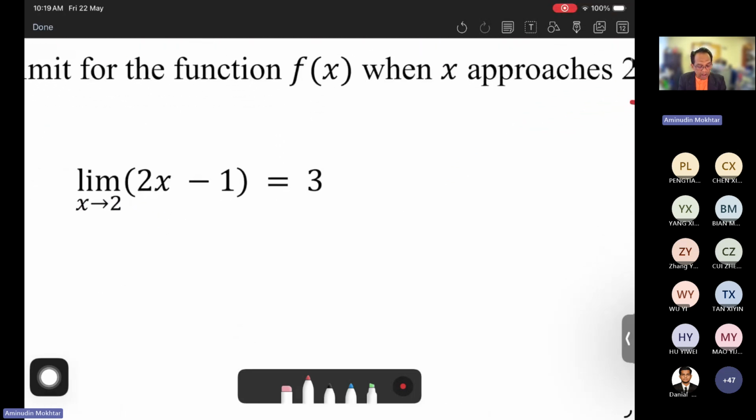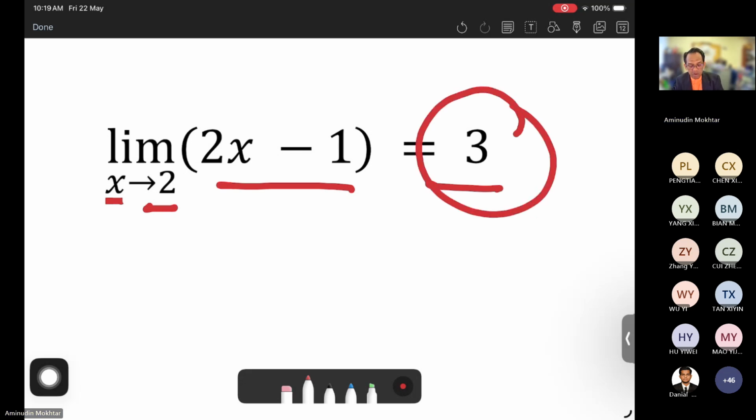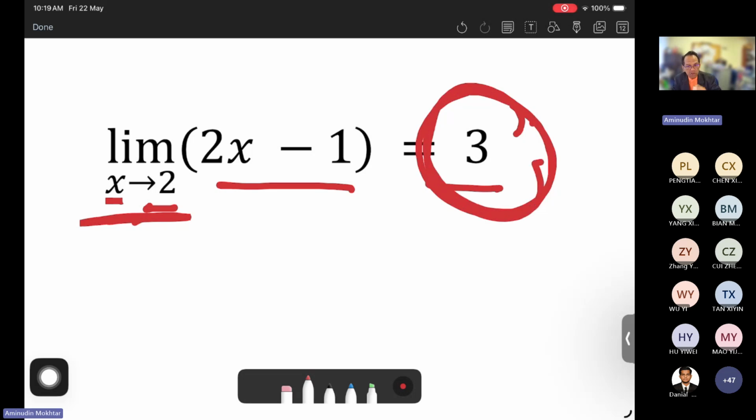We just write lim, x approaches 2, for the function 2x minus 1 is 3. The limit of the function is 3 when x approaches 2. Based on this notation, when x approaches 2, whether from the left or from the right, the function 2x minus 1 will approach 3. So 3 is the limit of the function. 3 is the value of the limit. That's the basic concept of the limit.